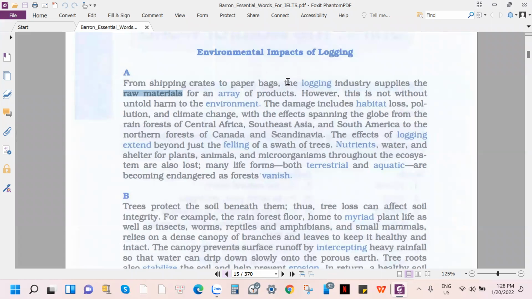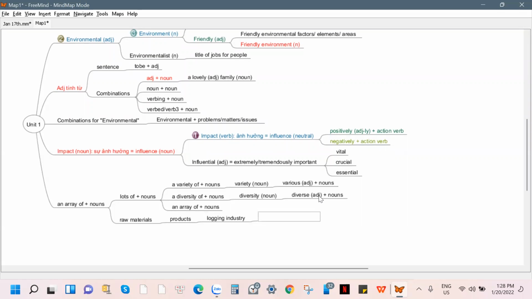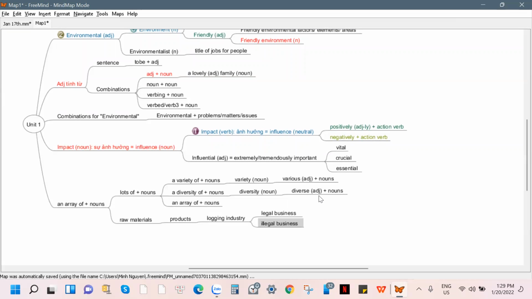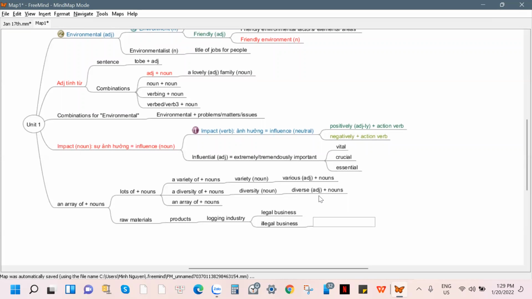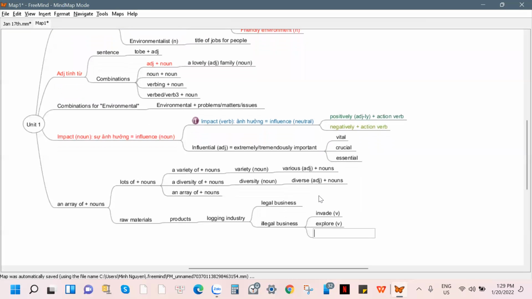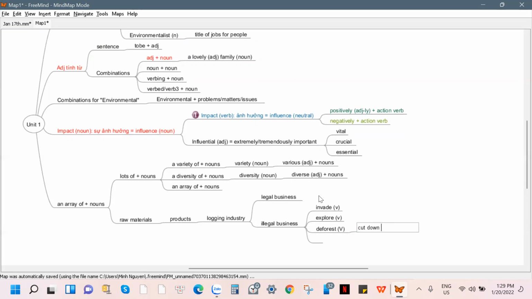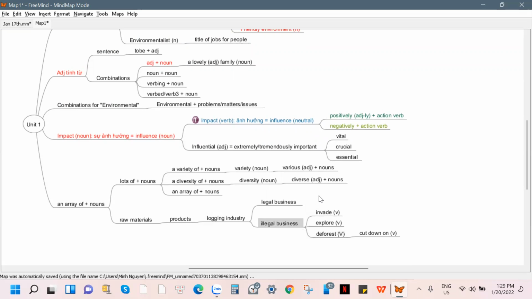Let's start right here. The luxury industry is divided into two fields. The first one is the legal business. The second one is the illegal business. If it comes to illegal business, people try to invade the forest. They try to exploit something in the forest, and they are going to deforest. They just try to cut down the trees in order to get the wood illegally. So when it comes to illegal business, those kinds of business are performed without a business license.